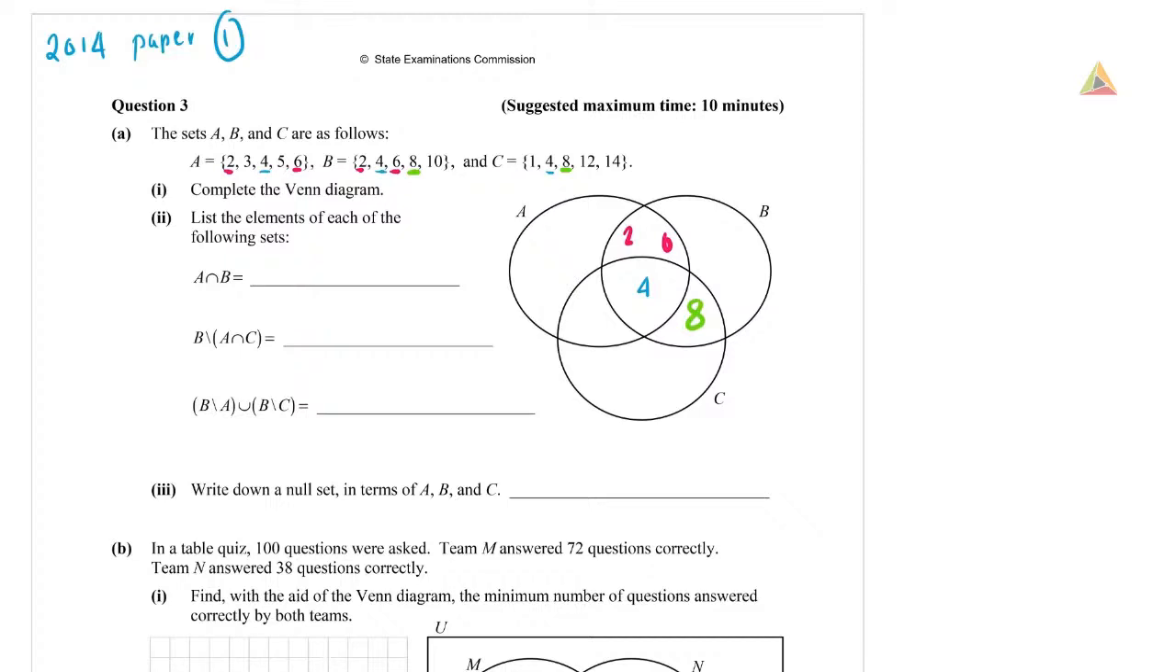So now what we need to do is write down the remaining numbers in A that we haven't dealt with already. So let's go back and look at A, so the number 3 and 5, so that's going to go in here. And then let's look at B to see what's left. It's only the number 10, so the number 10 is going to go out here. And then finally for C, the numbers that are left are 1, 12 and 14. So that's the Venn diagram complete.